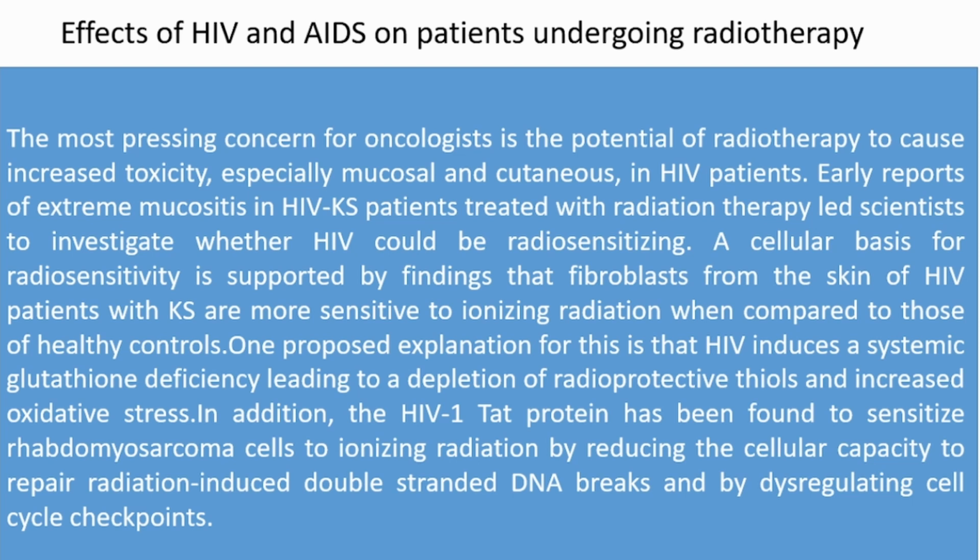One proposed explanation for this is that HIV induced a systemic glutathione deficiency, leading to depletion of radioprotective thiols and increased oxidative stress. In addition, the HIV-1 TAT protein has been found to sensitize rhabdomyosarcoma cells to ionized radiation by reducing the cellular capacity to repair radiation-induced double-stranded DNA breaks and by dysregulating cell cycle checkpoints.